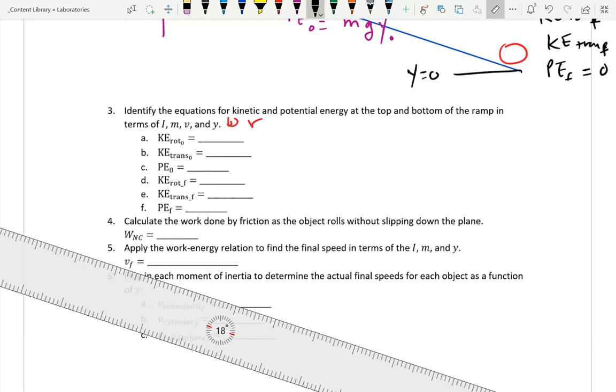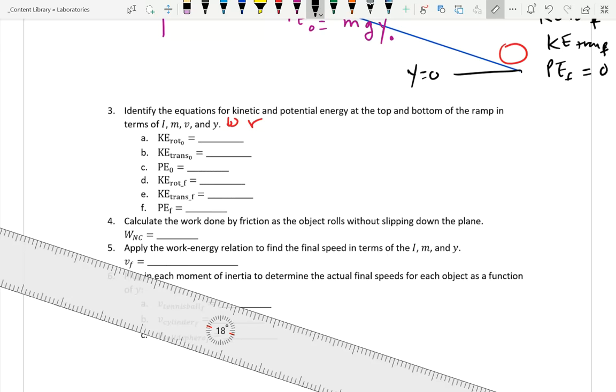Calculate the work done by friction. This sounds tricky. It's equal to negative something. Negative change in energy. That's a correct rule, except it's not conservative. It's equal to the change in potential energy plus the change in kinetic energy. It's force times distance, right? Parallel.